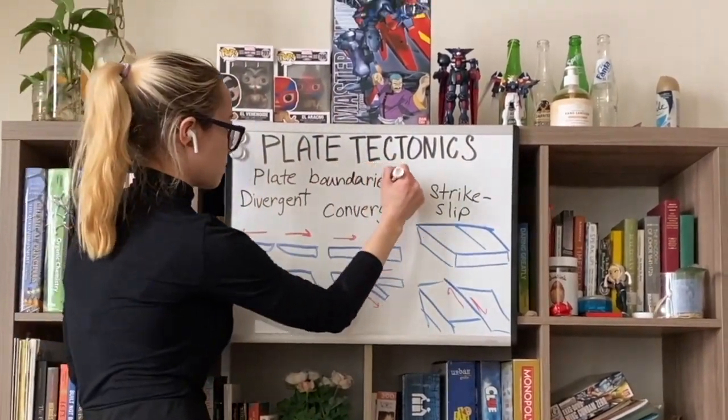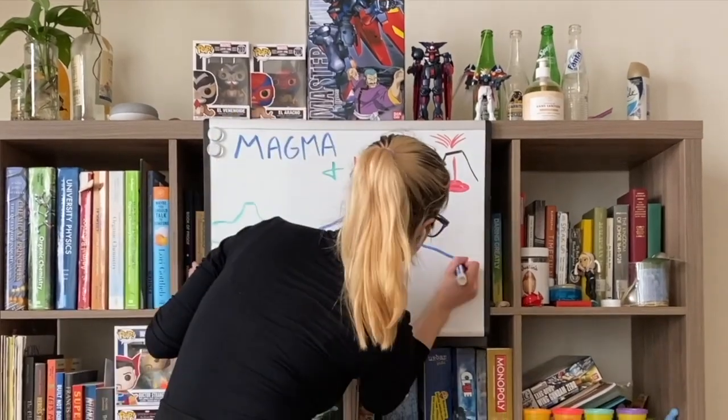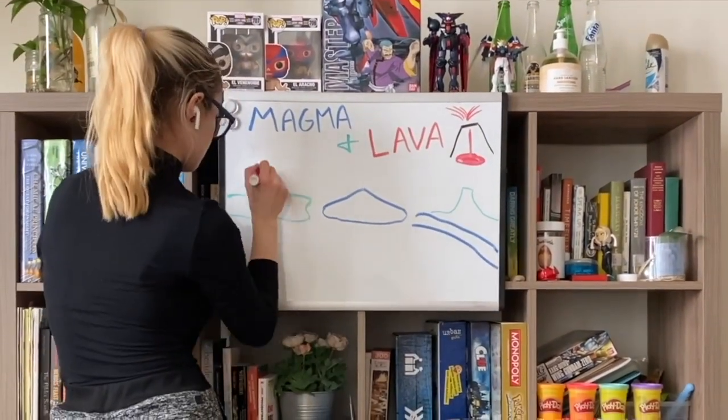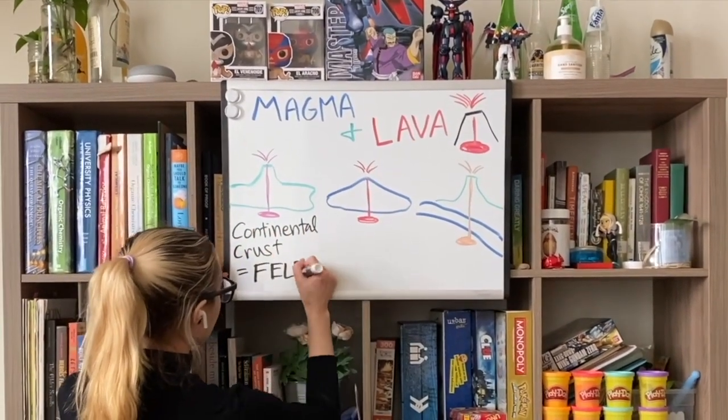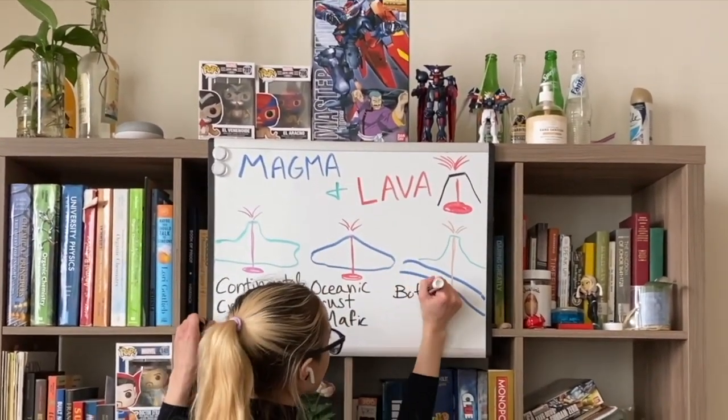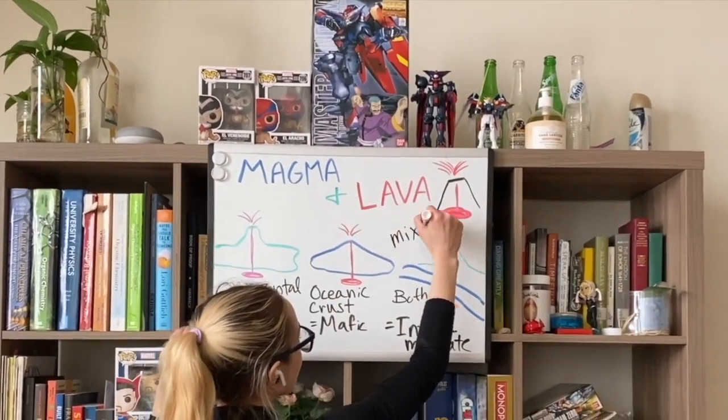When inside the Earth, molten rocks are called magma, and when they reach the surface, they are called lava. Lava has different compositions based on where it is formed: felsic continental crust, mafic oceanic crust, and intermediate when the two mix together.